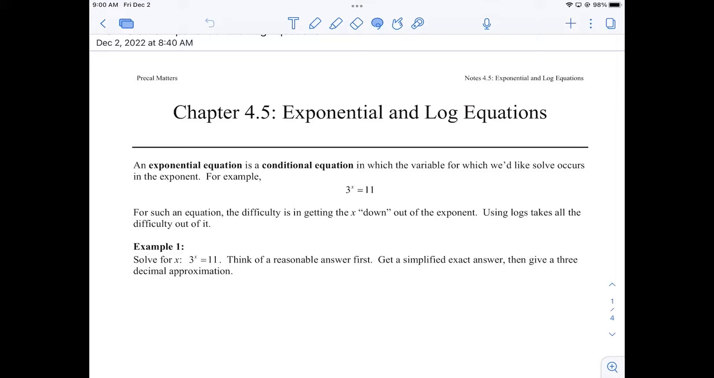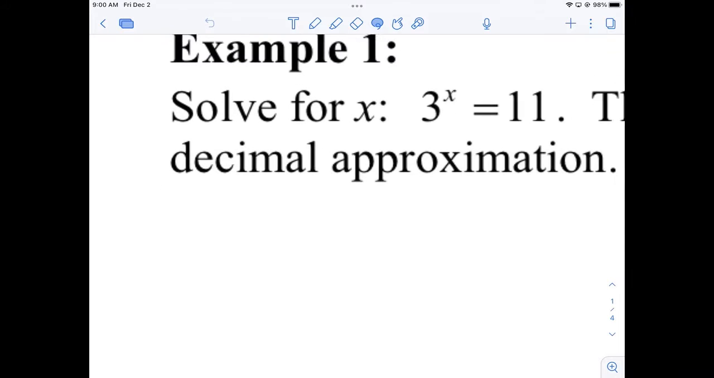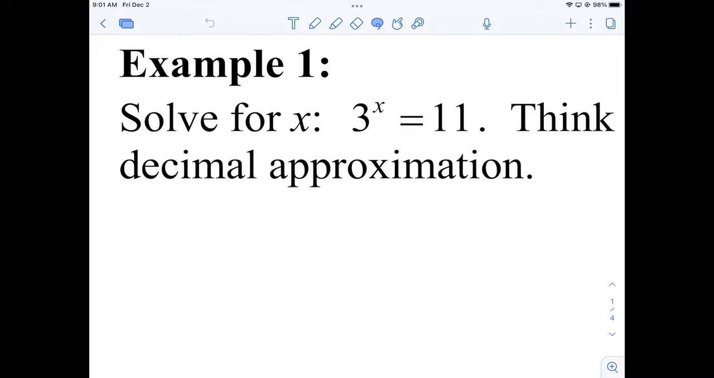So here's an example. Example 1, 3 to the x equals 11. That's a conditional equation, right? For some value of x, 3 to that power will equal 11. And we know that x just intuitively has to be between which two integers? 2 and 3. Good, because 3 squared is 9, too small, and 3 cubed is 27, too big. And because 11 is closer to 9 than 27, the answer should be closer to 2 than 3, yeah? 2 point something, right? Well, we're going to actually figure out what it is.